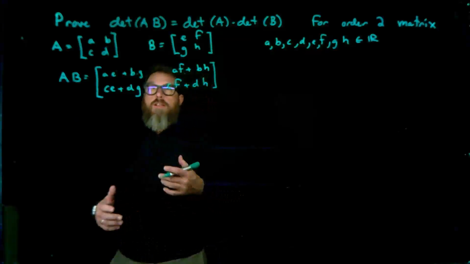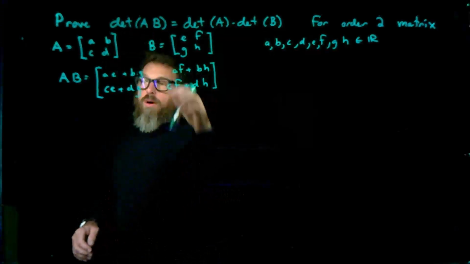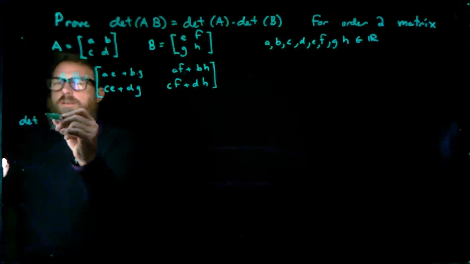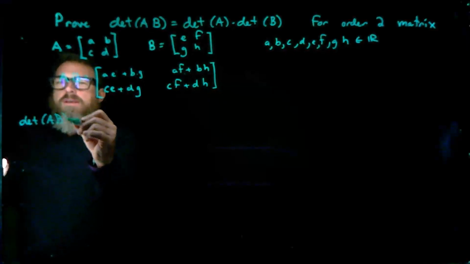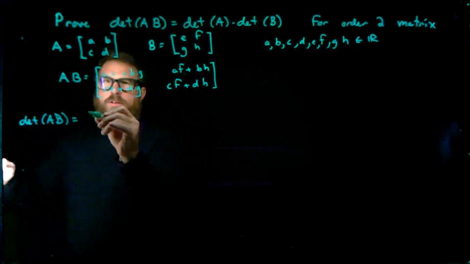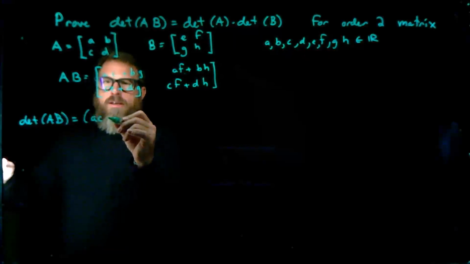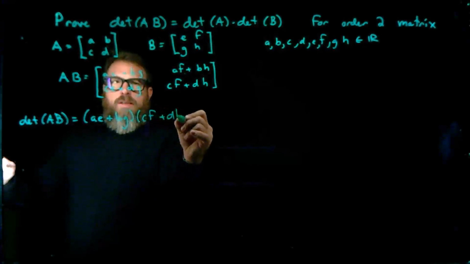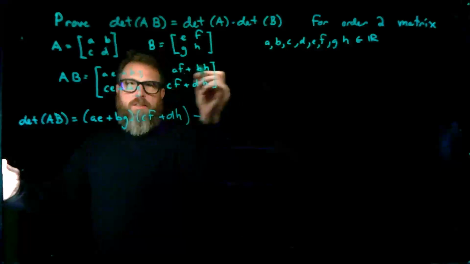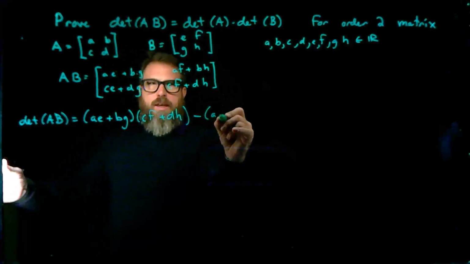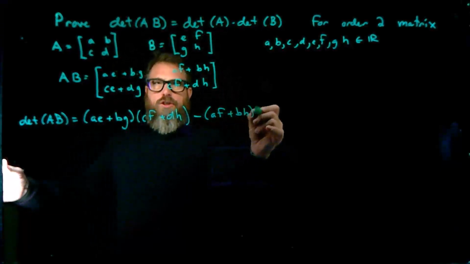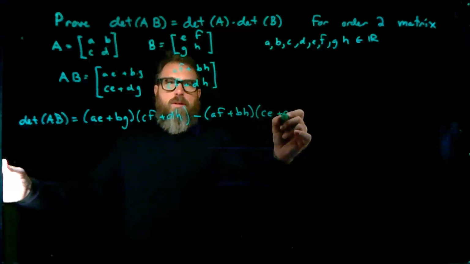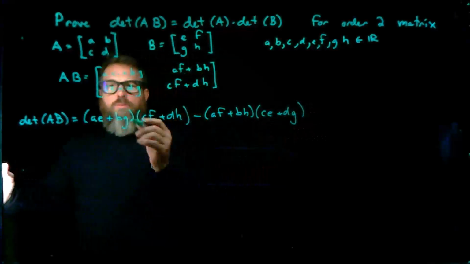All right, so now I can find the determinant of this product. The determinant of AB is going to be this main diagonal, AE plus BG, multiplied by CF plus DH. And then minus, I'm going to have to do this minor diagonal, AF plus BH multiplied by CE plus DG. And then we'll multiply these things out.